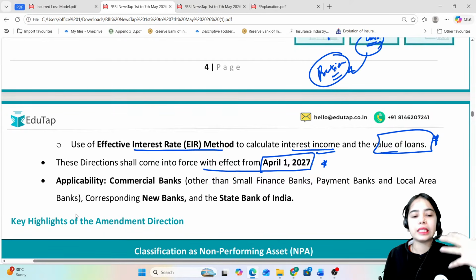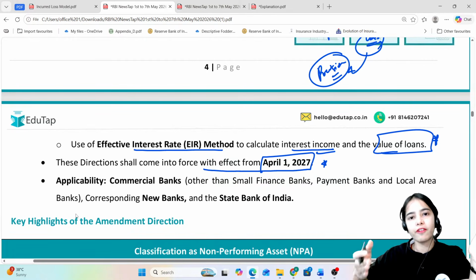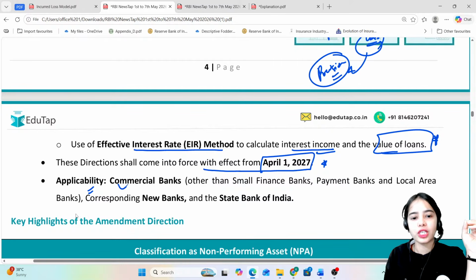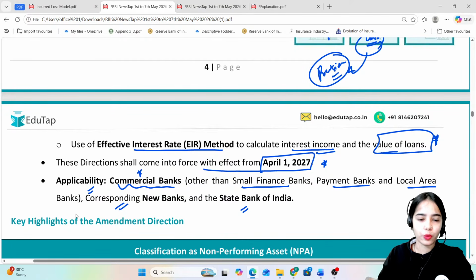As I told you, these directions are applicable from the next financial year, from April 1, 2027. Applicability is for the commercial banks, excluding small finance bank, payment bank and local area bank. So the applicability is for the commercial banks, corresponding new banks and the State Bank of India, excluding the small finance bank, payment bank and local area bank.